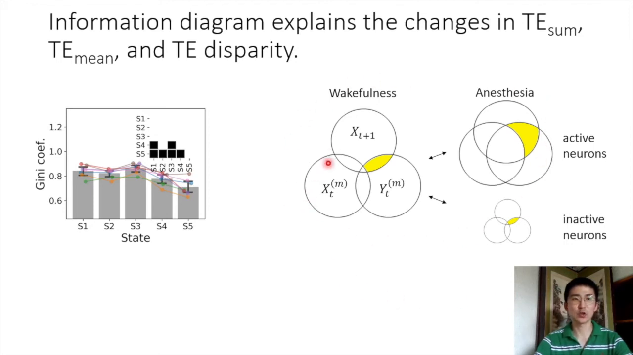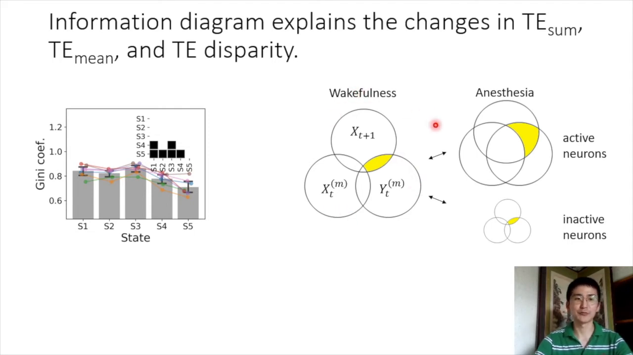Here, each circle represents the amount of information. This is the information of xt+1, xt, and this is for yt. The yellow area here represents the shared information between xt+1 and yt given xt. This is the definition of transfer entropy.